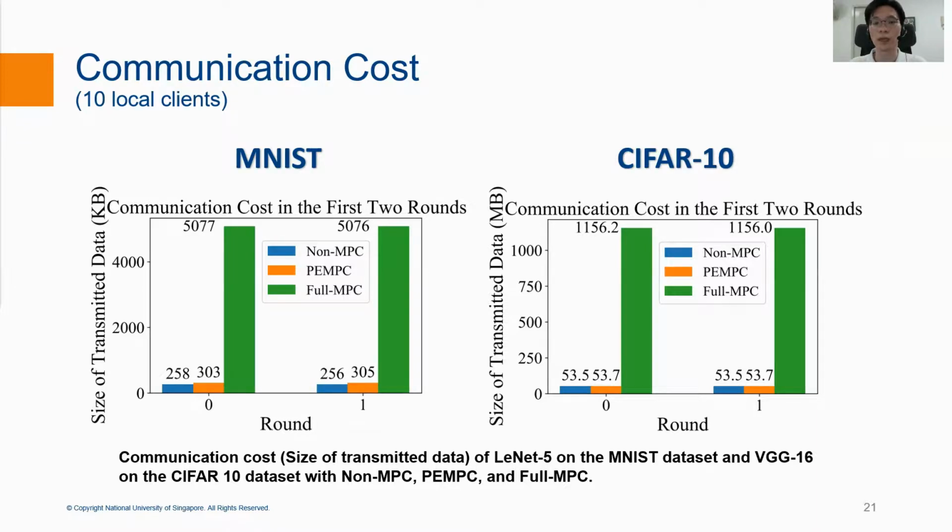However, when we look at the size of the transmitted data in the full MPC method, it increases around 20 times over non-MPC. And a similar result can be found on the CIFAR-10, as you can see on the right side. The intuition behind the significant drop is that PEMPC only encrypts the critical part only, like I mentioned earlier.